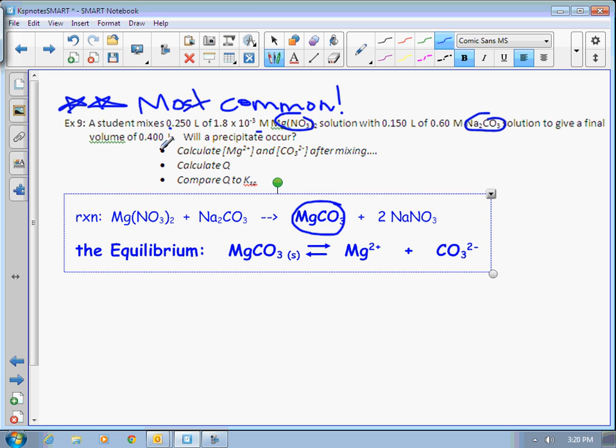The basic premise when you do a double replacement and you're wondering if a precipitate will happen is these 3 steps. First of all, calculate the magnesium and the carbonate ion concentrations after mixing, but before reacting. From those concentrations, calculate Q. Those would be your initial ion concentrations. Then compare Q to K. Go ahead and do it. Pause the video and then check when you're done.